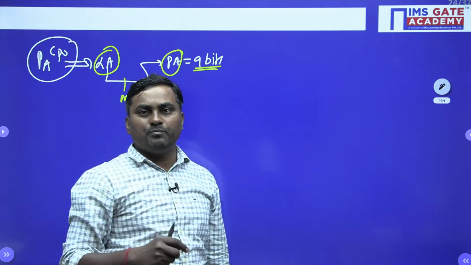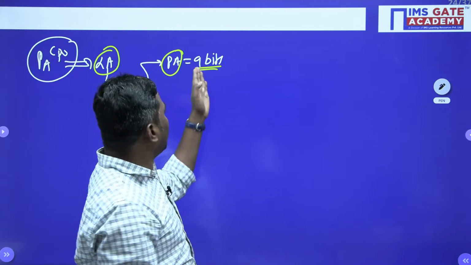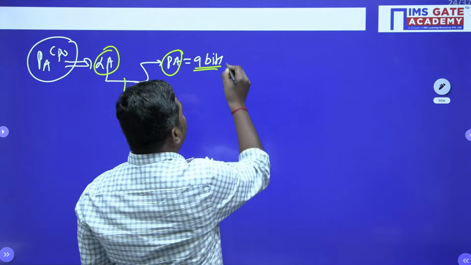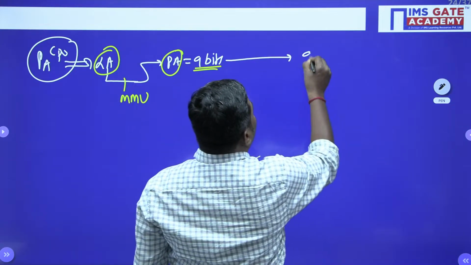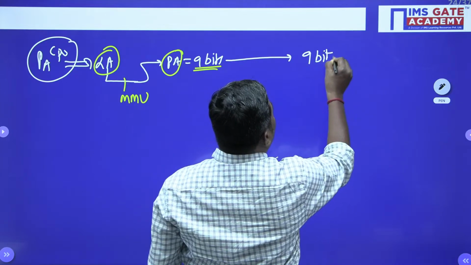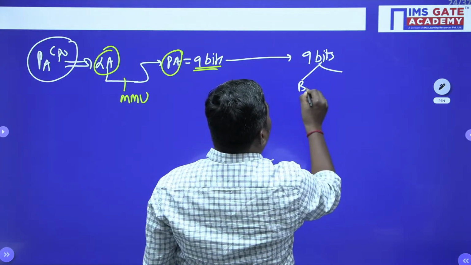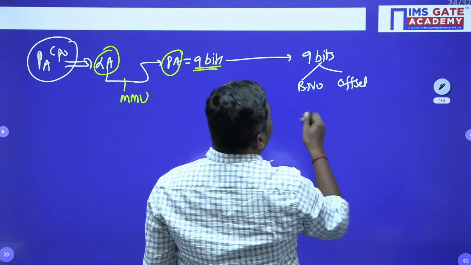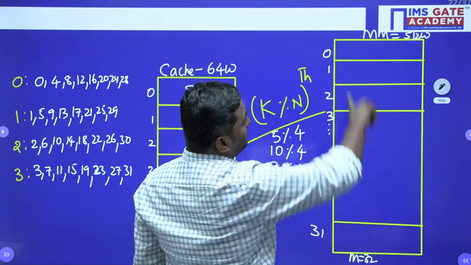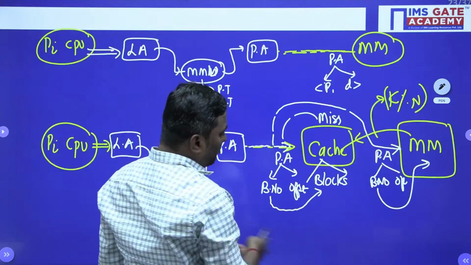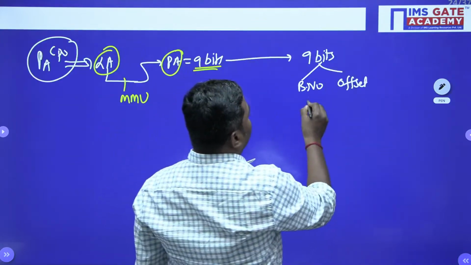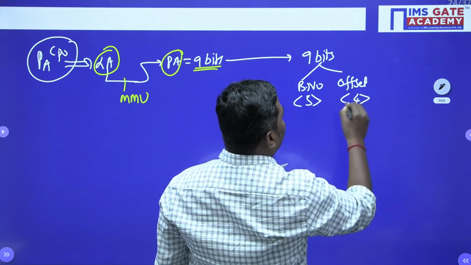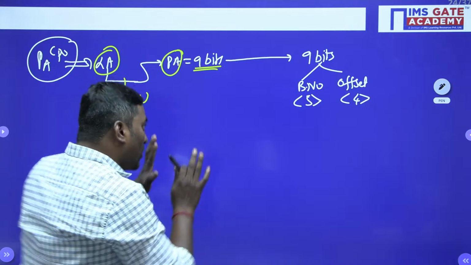What I told you: if cache is not present, I will go to main memory directly, yes or no? If cache is not present, I will go to main memory. So this 9 bits, we have to split into two things, block number and offset, right? Here, how many blocks are there in main memory? In this example, 32 blocks are there, right? So 32 needs 5 bits. Block size is 16 words, which means 4 bits required. So with this I can access. But now cache is present, right?